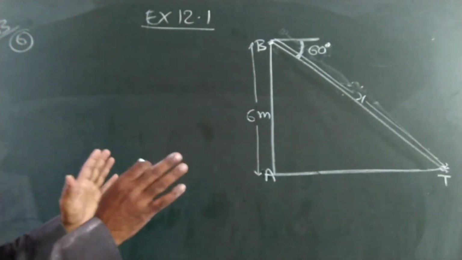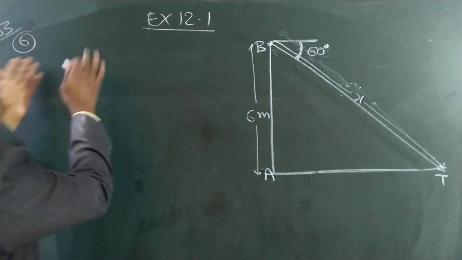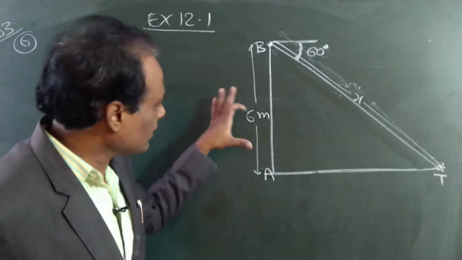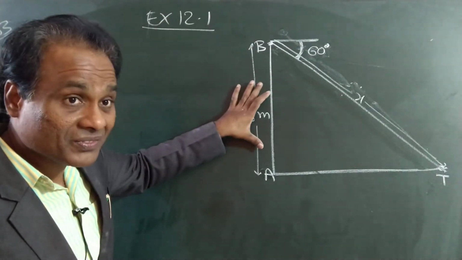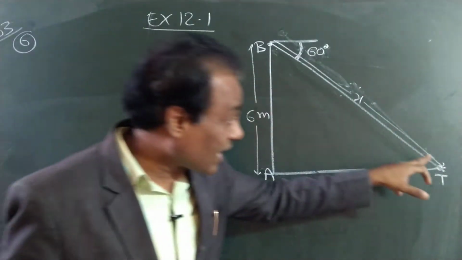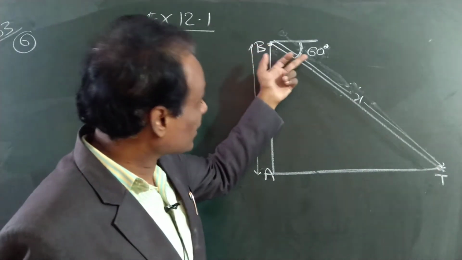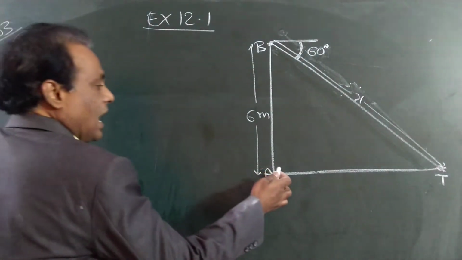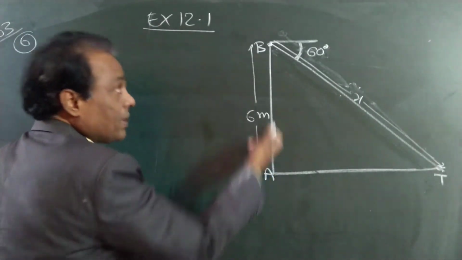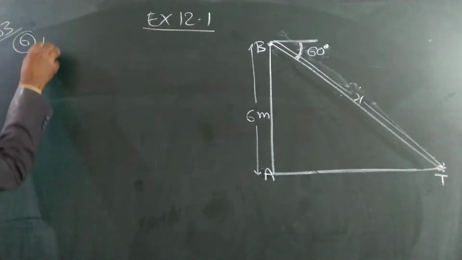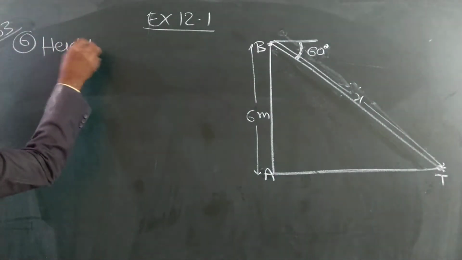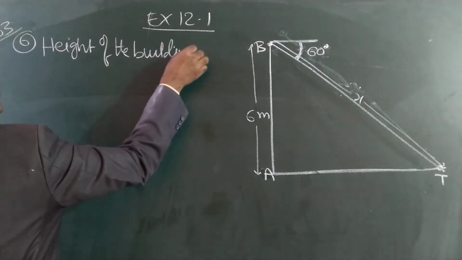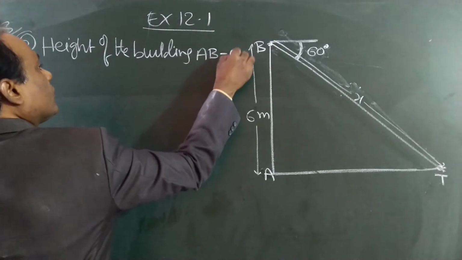See here. First, let us write all the description, because if you start the problem directly, you may not get full marks. So let us write where the building is, where the target is, and what 60 degrees is. Everything we will introduce here. Okay, write down. Height of the building AB is equal to 6 meters.